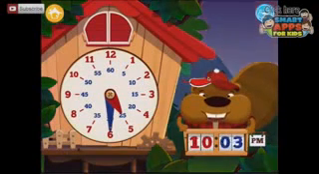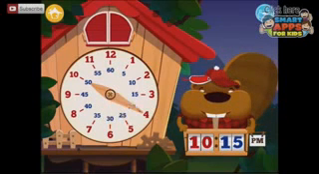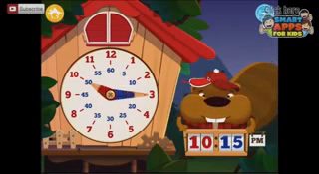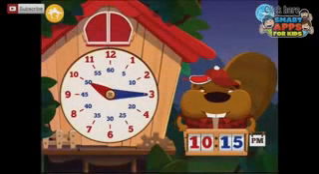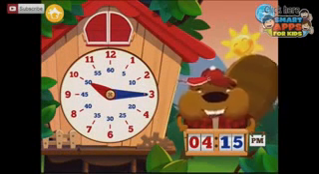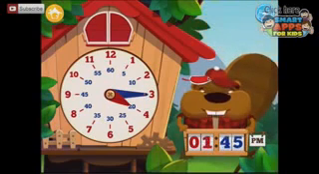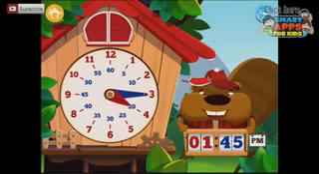Set the time to 10:15 p.m. So we set the hour hand to 10 and the minute hand to 15. Set the time to 4:15 p.m. The hour hand to 4 and the other hand on the right space. Set the time to 1:45 p.m.